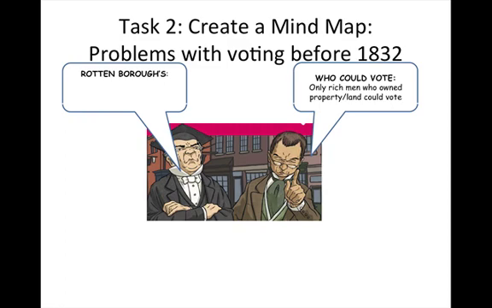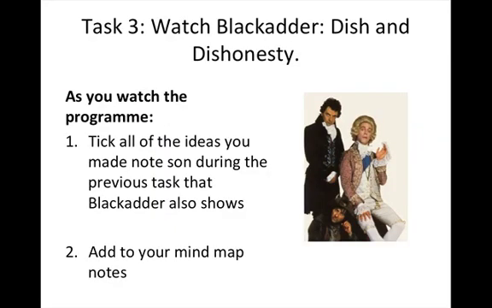So what was wrong with the voting system before 1832? Then we move on and we're going to expand knowledge now. We have a straightforward task here and a slightly more advanced task. We like them to watch Blackadder, Dish and Dishonesty, which deals with political corruption and all the ills of the system before 1832. There is quite simply the task of reviewing all the problems that were wrong with the system and adding that to the earlier mind map that was started, or there is a bespoke worksheet that goes with this particular task. I leave it to your discretion based upon the ability of your class.